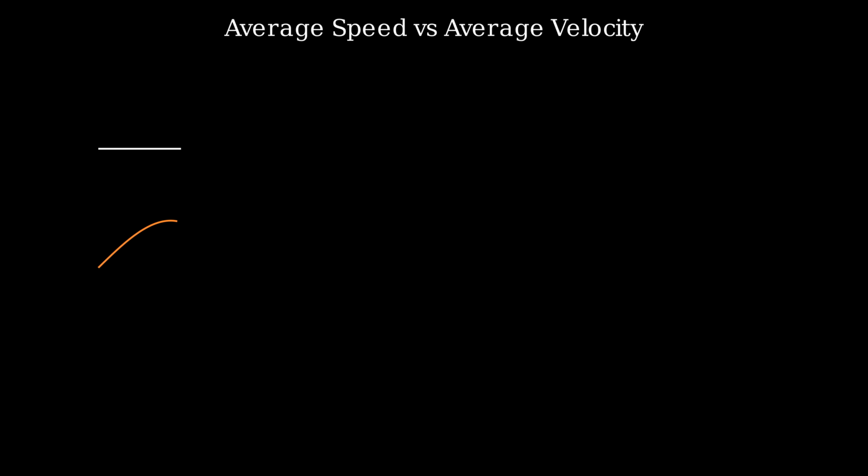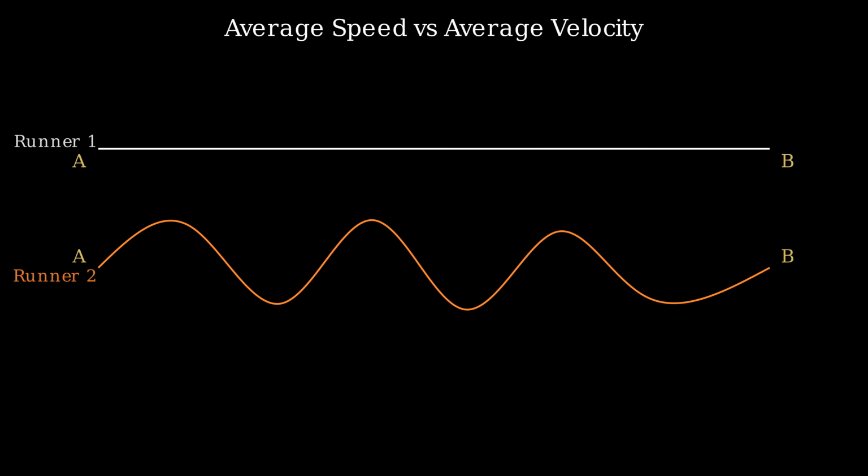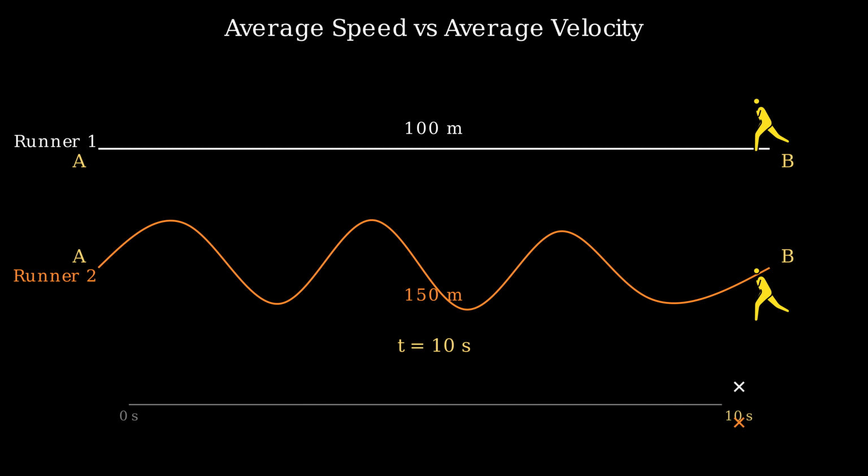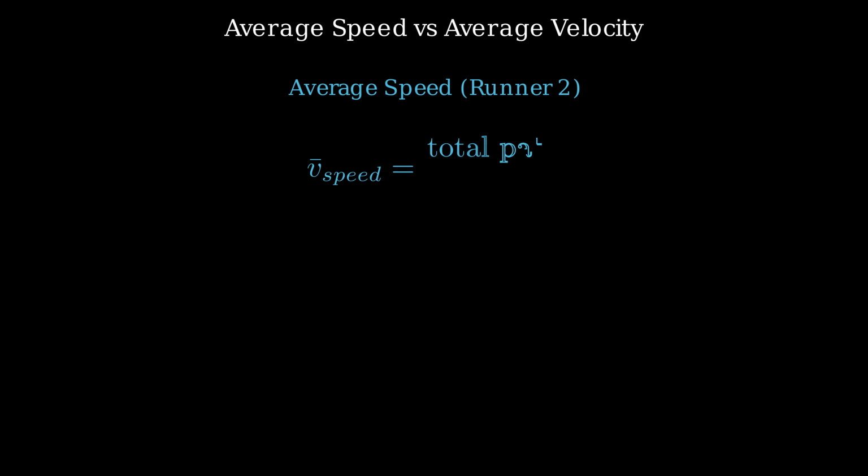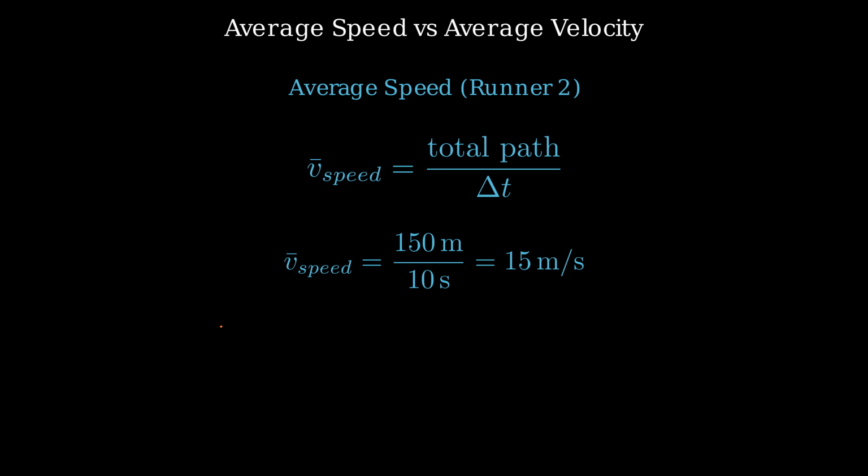Two runners compete in a race. They both start at point A and finish at point B at the same time, but did they run at the same speed? Runner 1 took the direct route, covering a distance of 100 meters in 10 seconds. Runner 2 took a winding path, covering 150 meters in the same 10 seconds. Average speed is the total path length divided by time. Runner 2 has an average speed of 150 meters divided by 10 seconds, which is 15 meters per second.